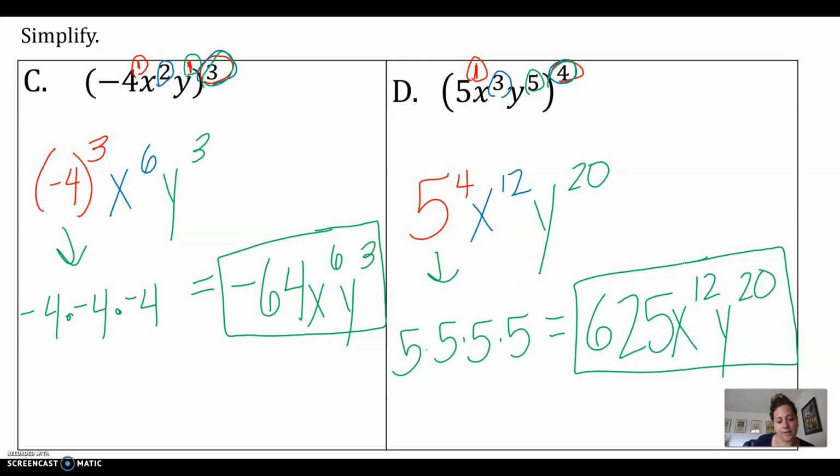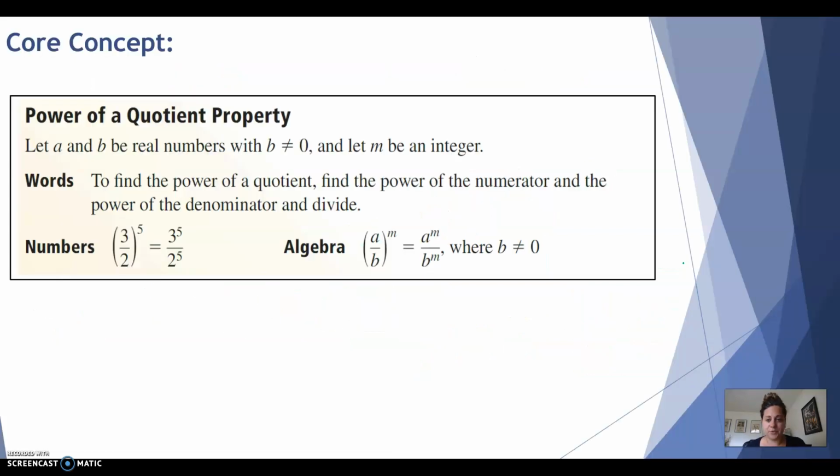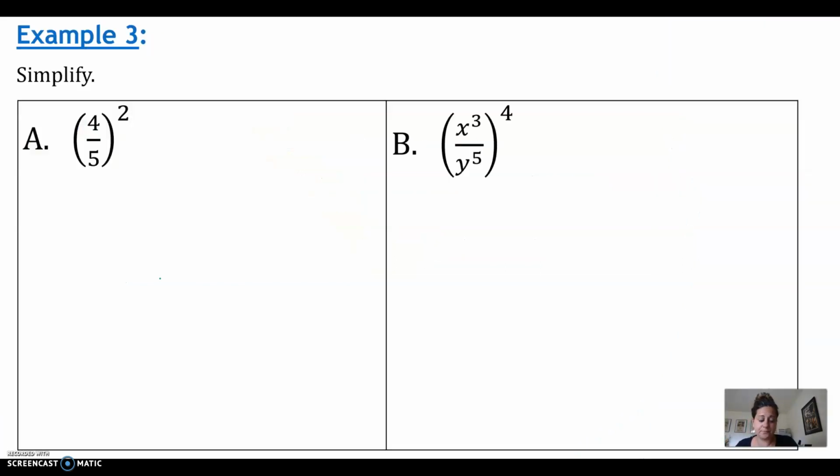So the last property involves having a fraction inside your parentheses. So here is what the property says. The property says that whatever is inside of here, in this case it's a fraction, you need to distribute the outer exponent. So this became 3 to the 5th and 2 to the 5th. So it's very similar to the other property, it's just this is a fraction. And I have these 2 examples, and then we are done.